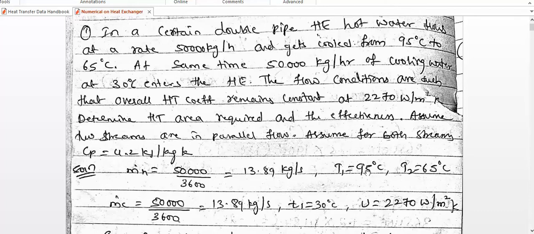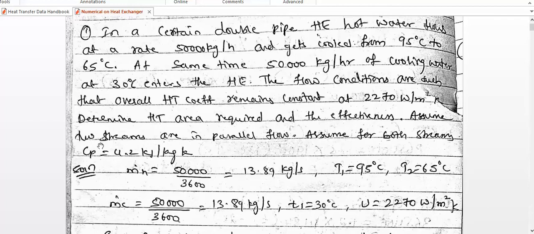Next, the flow conditions are such that the overall heat transfer coefficient remains constant and its value is given as 2270. So the value of U is equal to 2270 watt per meter square Kelvin. Okay, so determine the heat transfer area required. So here we need to calculate the area, right? Heat transfer area A is to be calculated, and along with that we need to calculate the effectiveness.